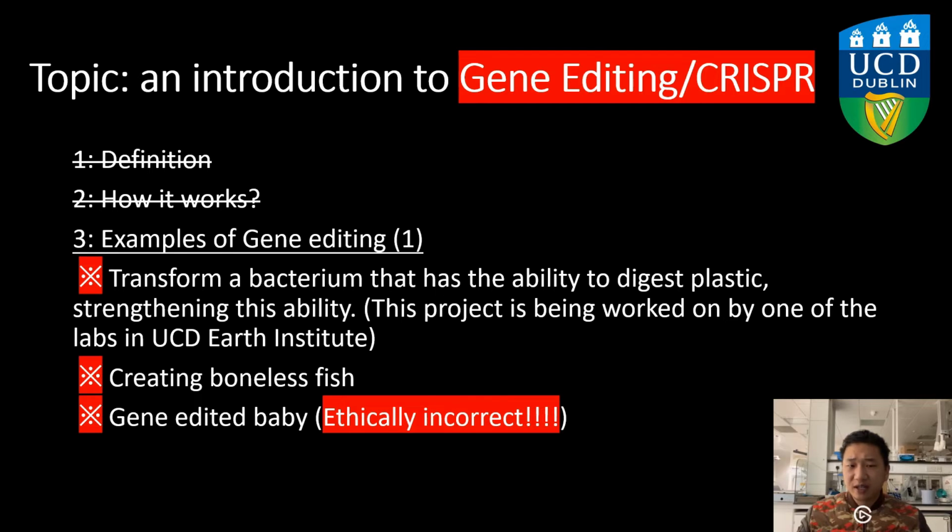And the third example is the gene-edited baby. In 2018, a science team transformed two babies, giving them immunity to HIV, which was very controversial at that time. Well, scientifically speaking, this was good, but in terms of ethics, this should be banned.